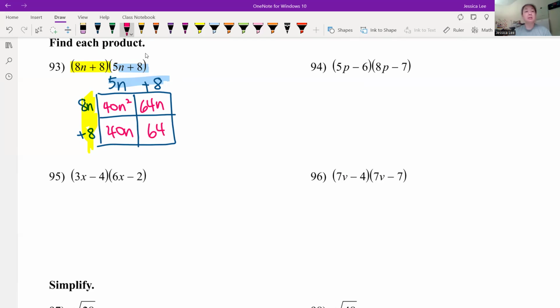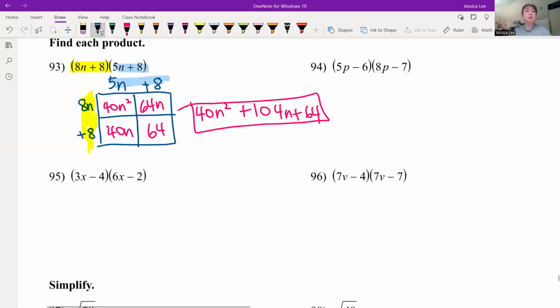So I'm not leaving it like this. This is just a way for me to remember what to multiply, right? And again, just like how we did before, like in problem 92, we're going to just combine like terms. So 40n squared, we don't have any other n squareds. 64 plus 40 is going to be 104n plus 64. Done. There we go. All right, we're going to do the same thing for the next one.